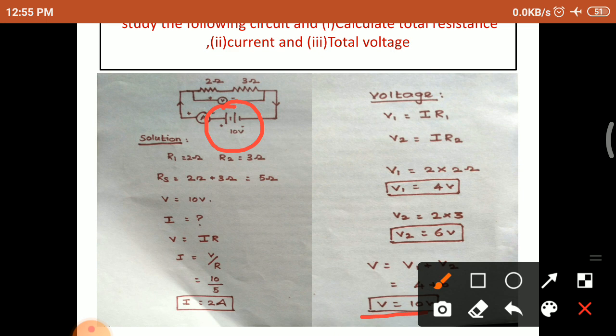Do you understand how to calculate the total resistance, current and total voltage for series combination? First you have to calculate total resistance. Then you have to calculate I. Then you have to calculate V. The V value must be equal to the battery voltage. Then only your numerical problem is correct.